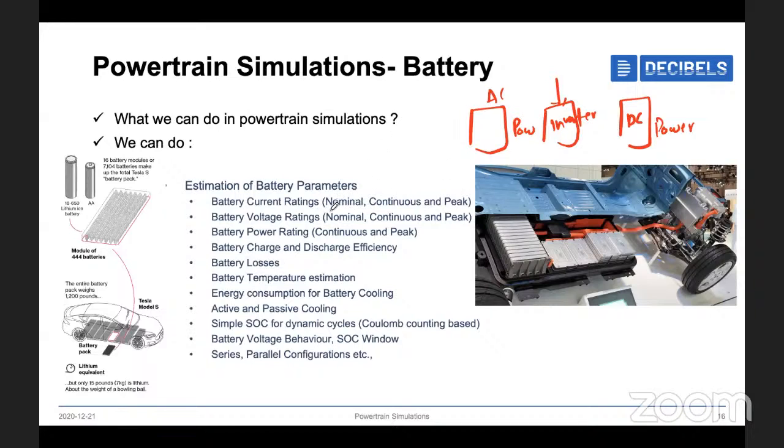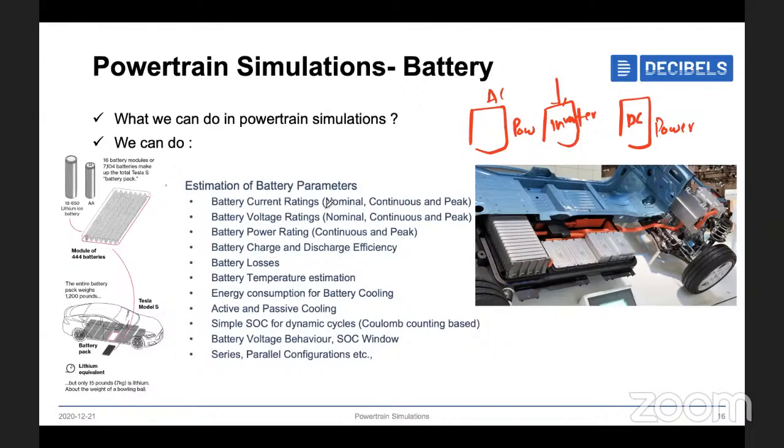One is battery current ratings. In the battery we mainly have to think about nominal, continuous, and peak, whereas in motors we'll be having only two, or sometimes three: nominal, continuous, and peak. But in batteries we always have to think about three values: what is your nominal current rating, what is your continuous, and what is your peak.